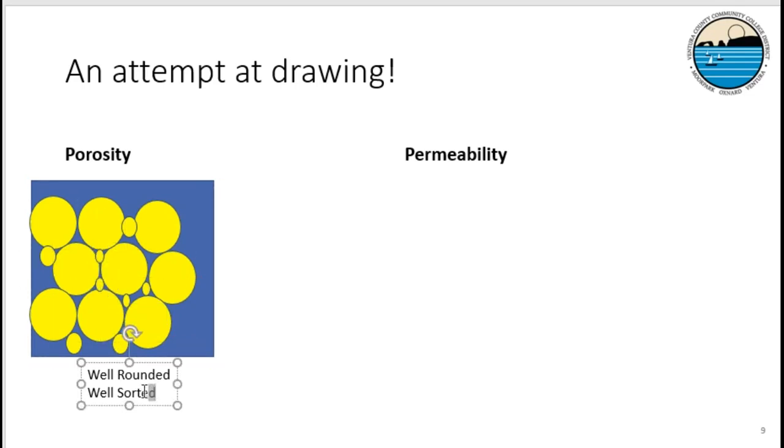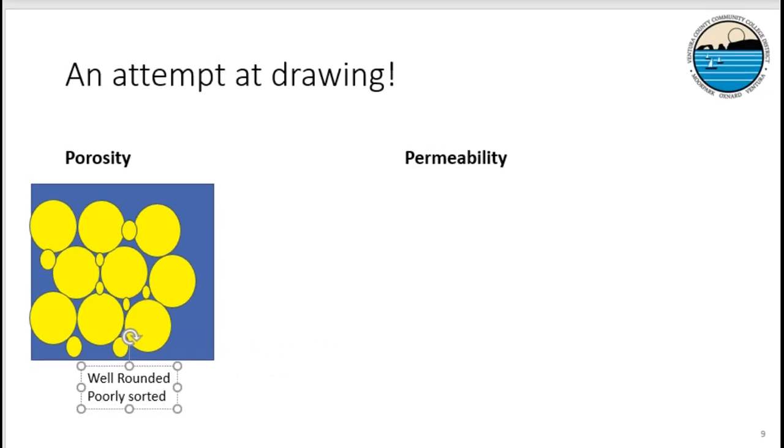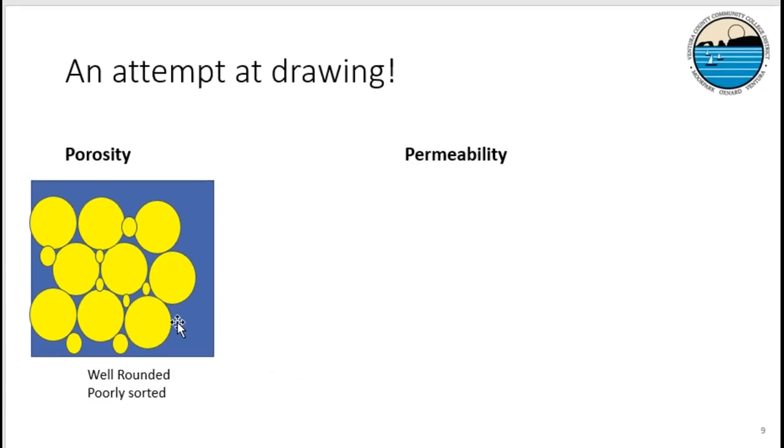So now we're very well rounded, but we're more poorly sorted, because now we have grains of different size that are taking up all of the pore space in here. So again, if you imagine that the blue space represents the porosity. Now let's think about what that means for permeability.